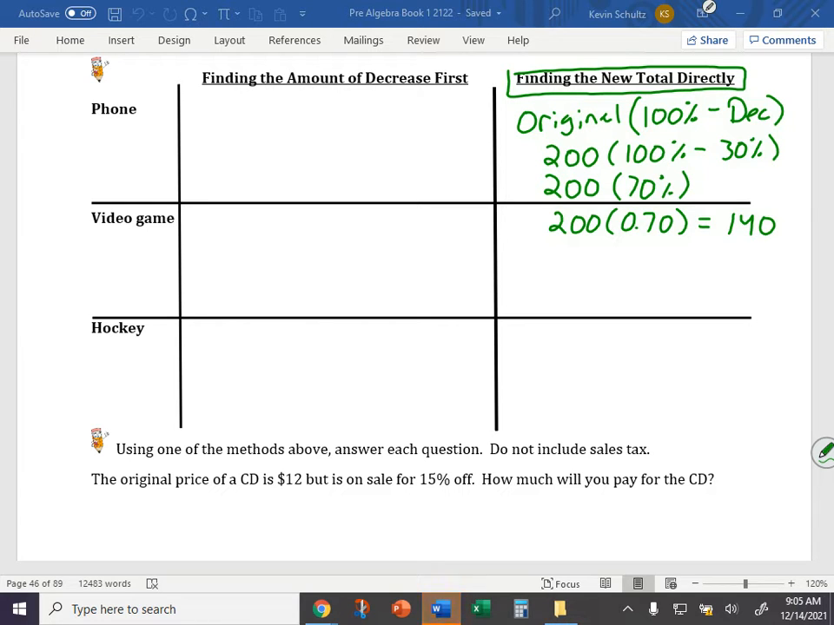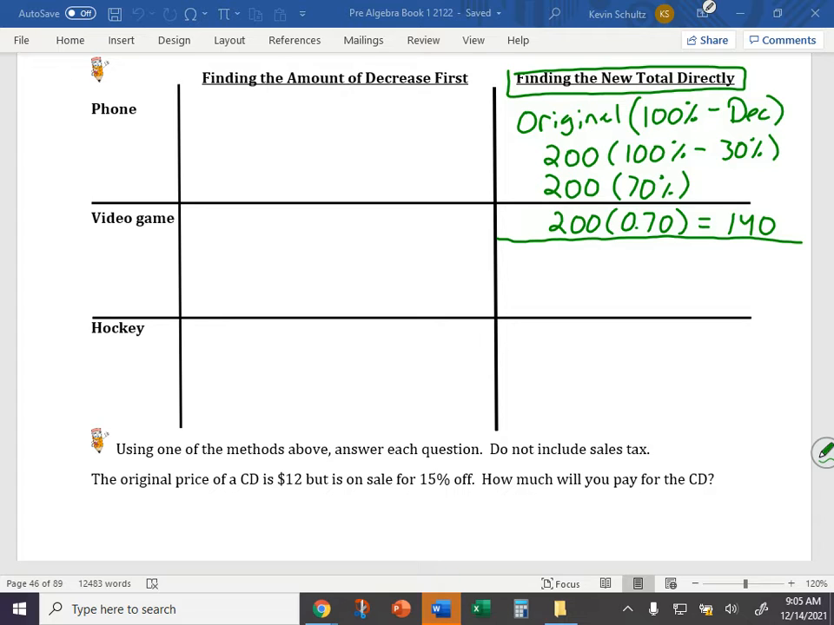So the formulas for each of these are very, very similar. One, you're adding an increase. The other, you're subtracting the decrease. That's the only difference. When you increase, you'll be multiplying by 1 point something because you want to get bigger. When you're decreasing, you'll multiply by 0 point something, less than a whole, because you want to get smaller.